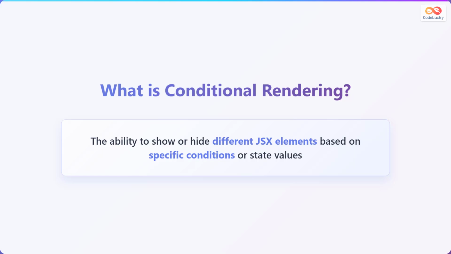Conditional rendering is the ability to show or hide different JSX elements based on specific conditions or state values. It's like having a set of building blocks and deciding which ones to use depending on the situation. This allows your components to be more dynamic and adapt to different scenarios.